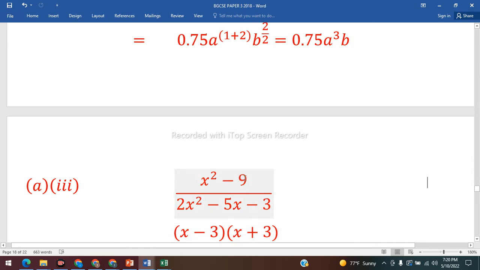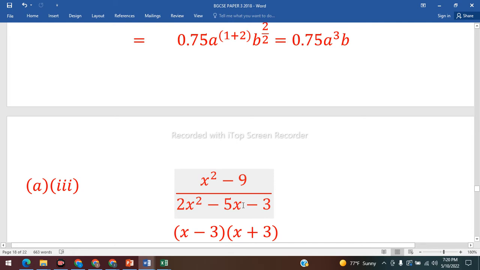Basically, this is 9, and we know 3 times 3 is 9. So what we do for this one is going to be x minus 3, x plus 3. Okay, so that's how we write the numerator.